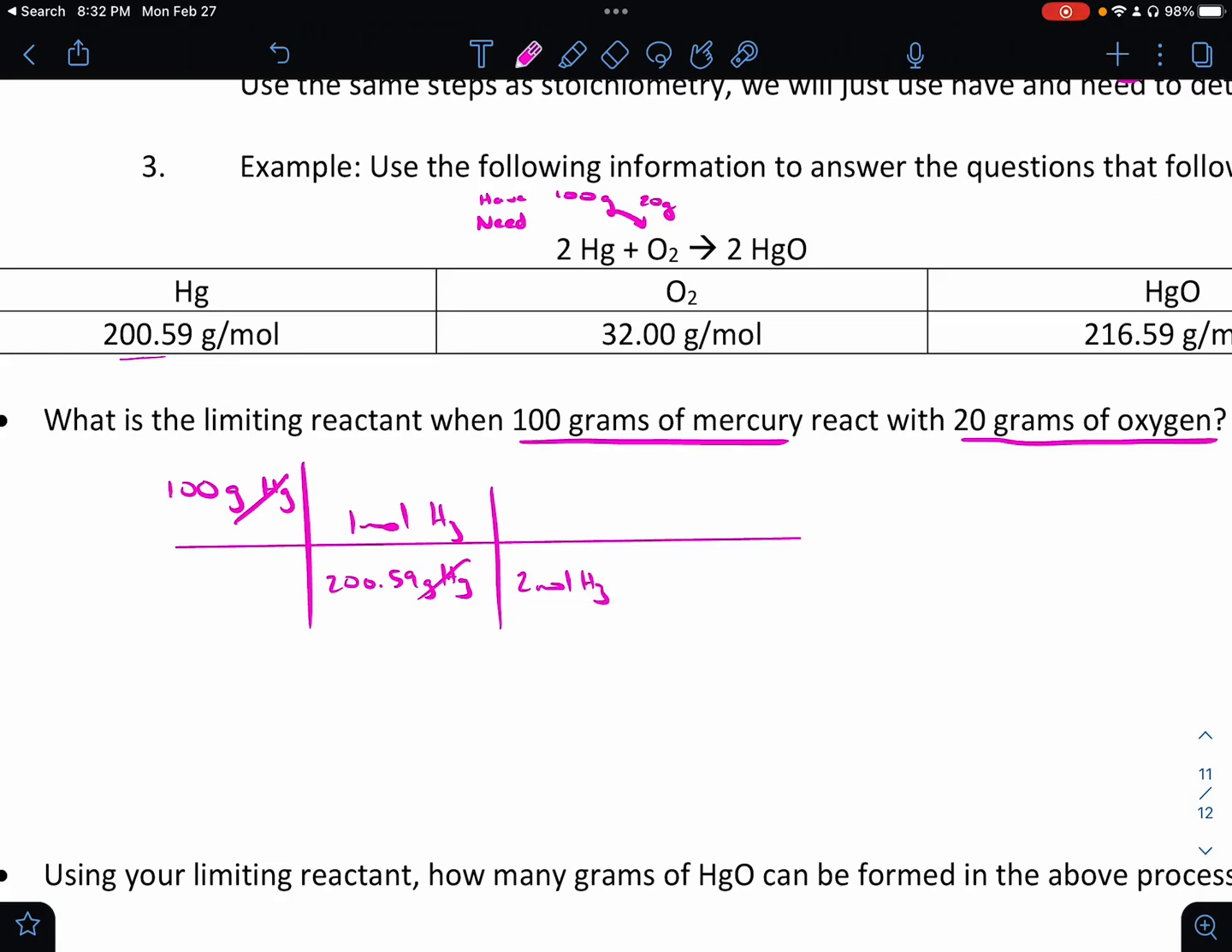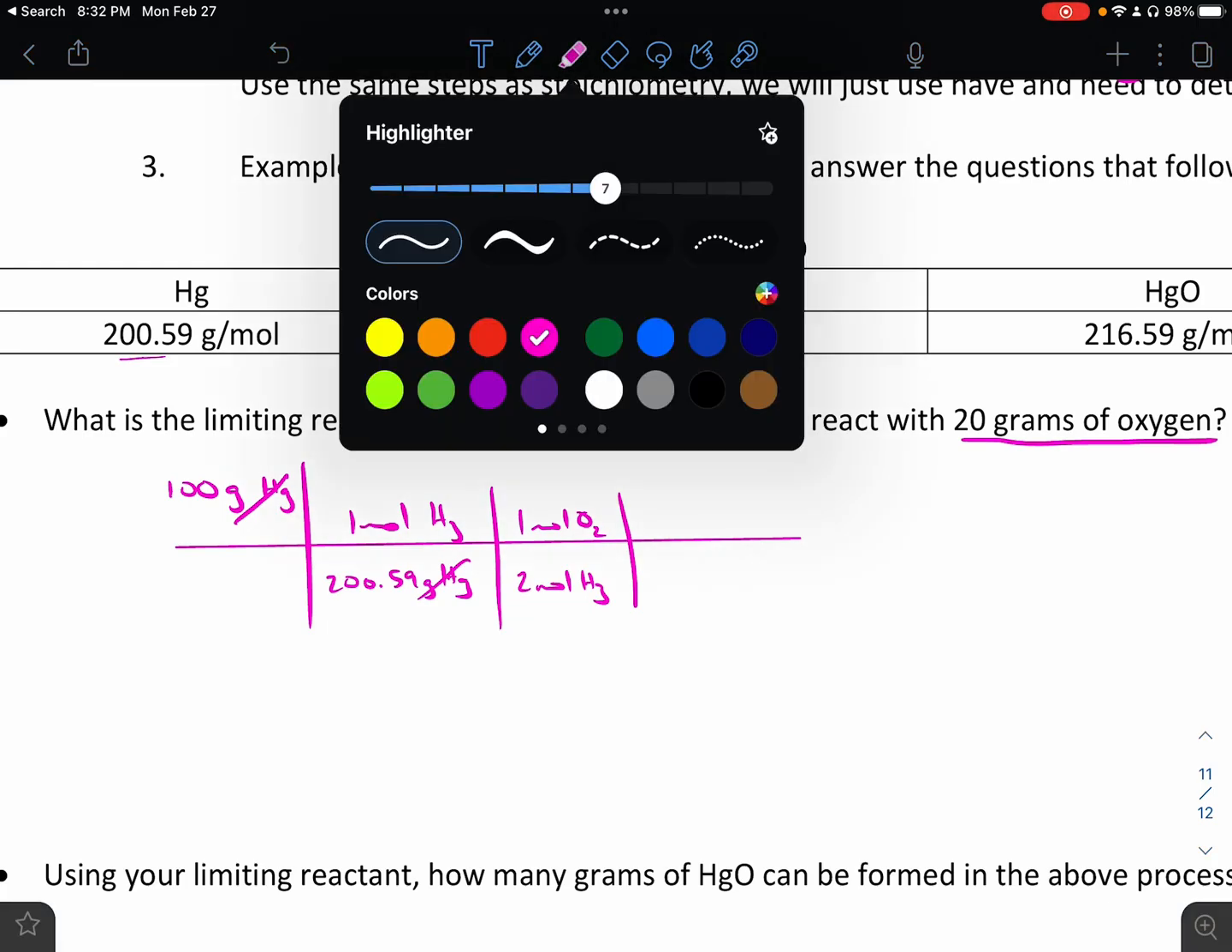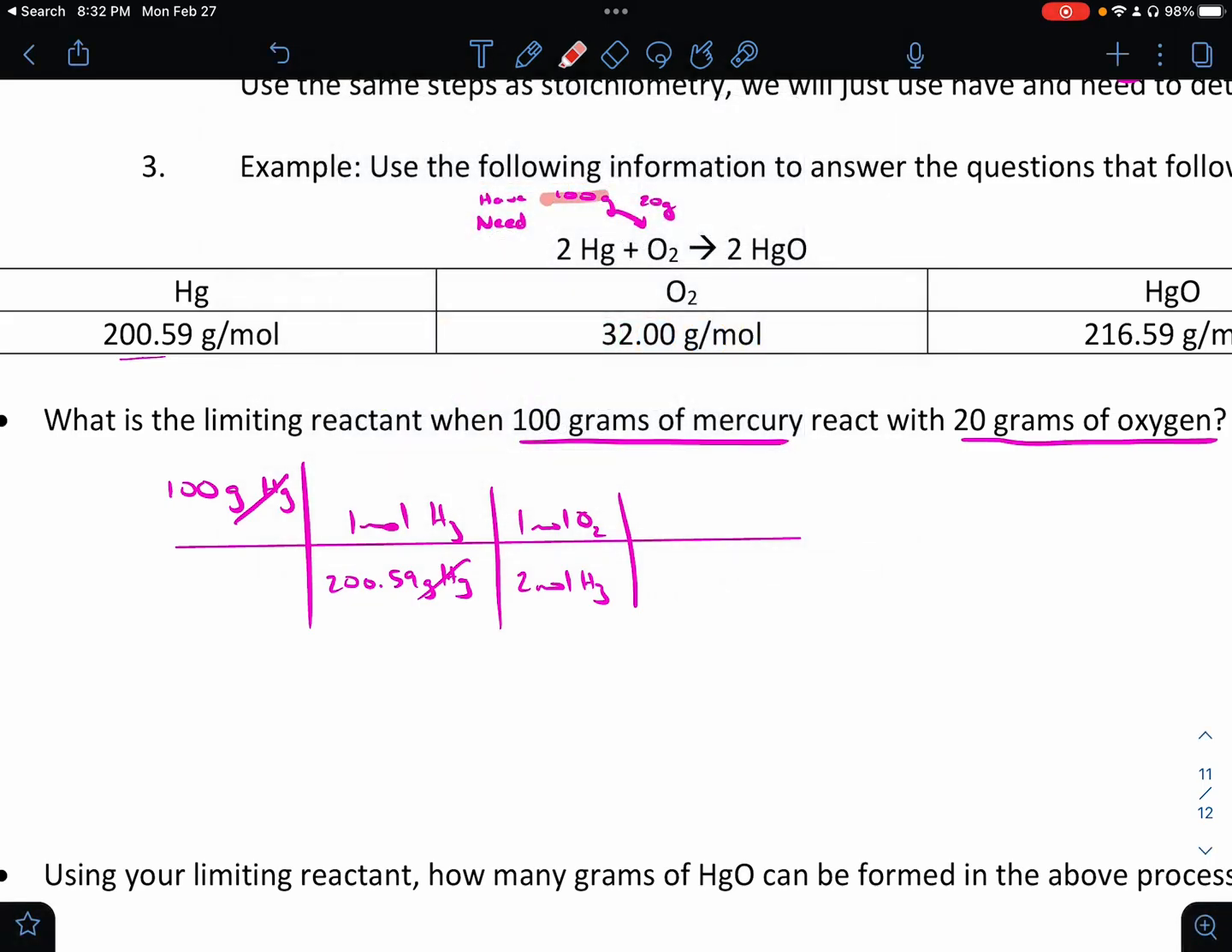On top, we're going to put 1 mole of O2, because that's what we're looking for. We're trying to figure out, if I react all 100 grams of Hg, how many grams of O2 will I need to react? And I only have 20. Do I have enough? That's where we're going.